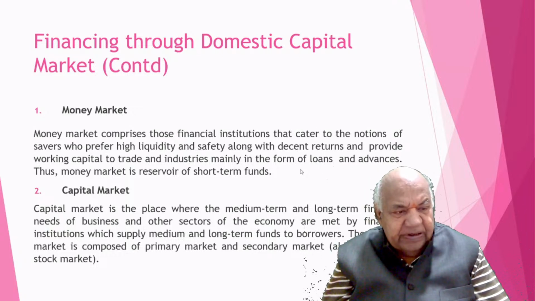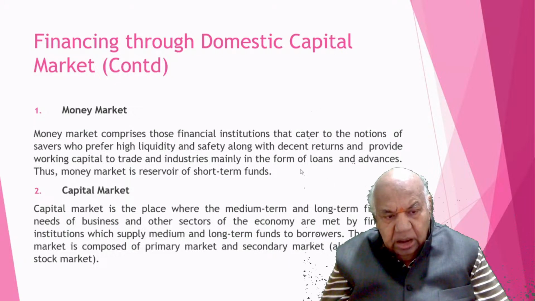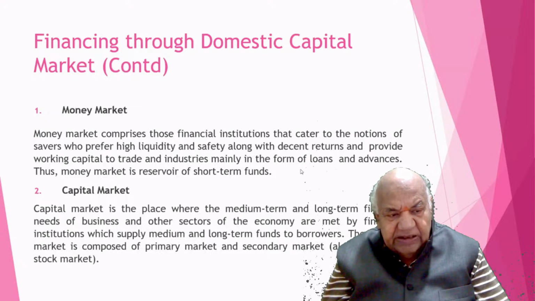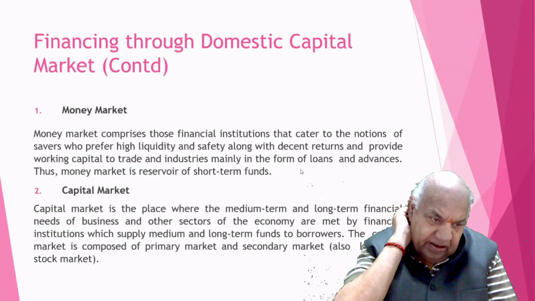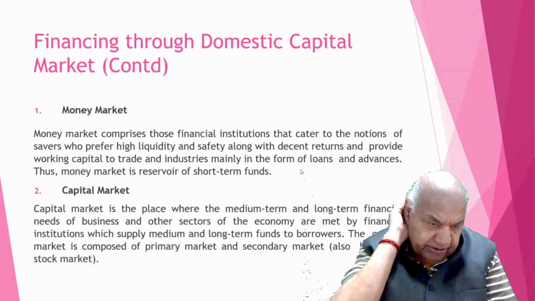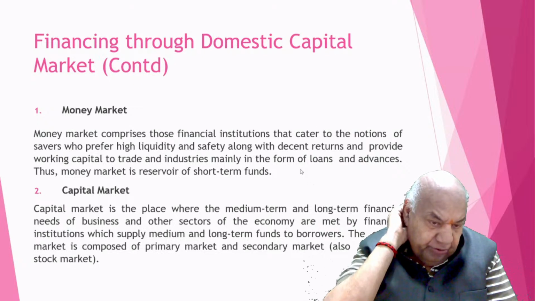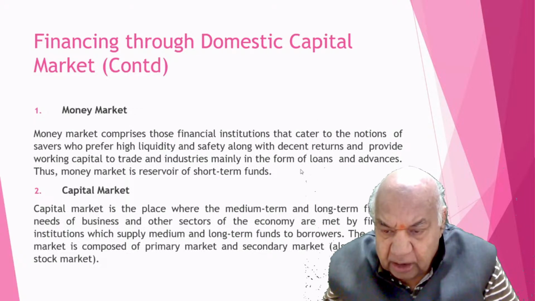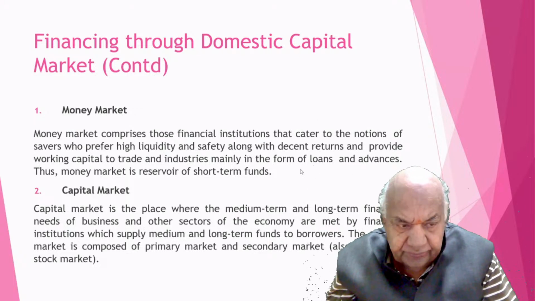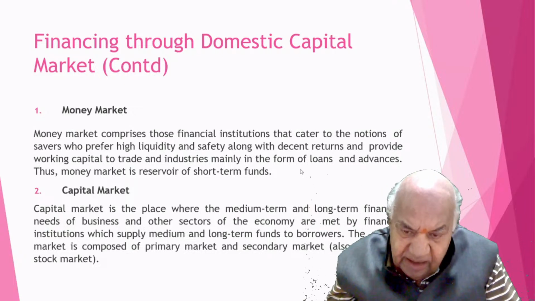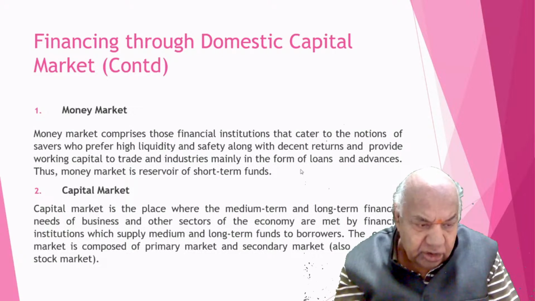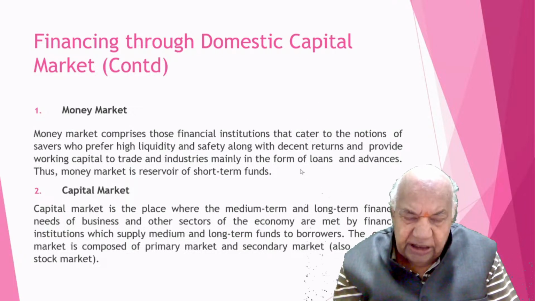Second is capital market. Capital market is the place where the medium-term and long-term financial needs of business and other sectors of the economy are met by financial institutions, which supply medium and long-term funds to borrowers. The capital market is composed of primary market and secondary market. Secondary market is also known as stock market, including stock exchanges.